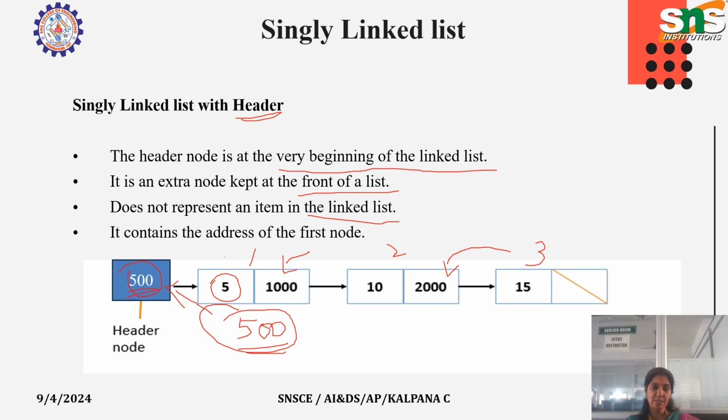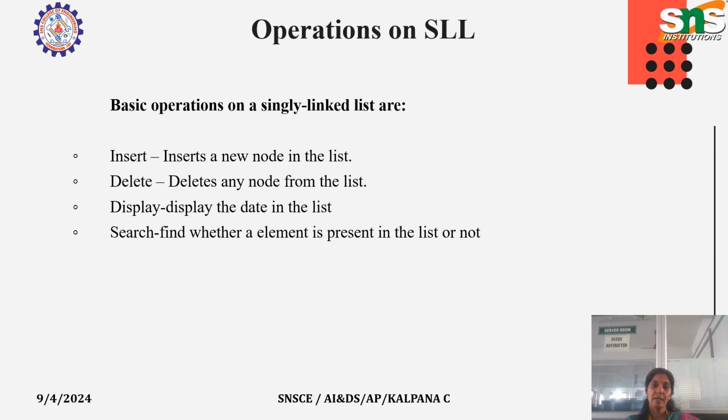For example, the first data item is 5. 5 is stored in memory address 500, so that address is stored in the header node. Next we'll move on to the topic called operations on singly linked list. As we have discussed, like arrays, the same operations can be performed here. You can perform insertion, deletion, display, search, sort, all those things.